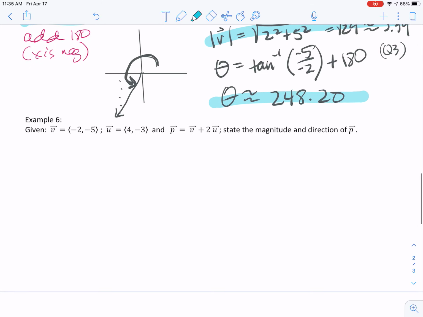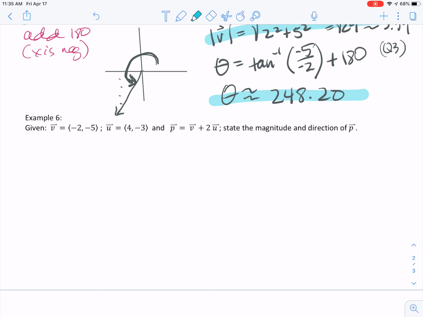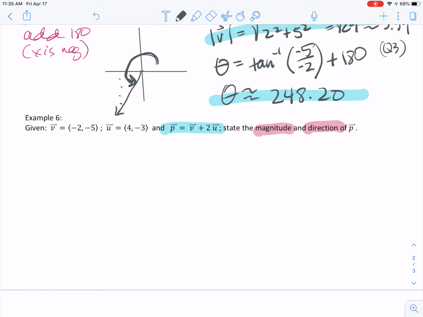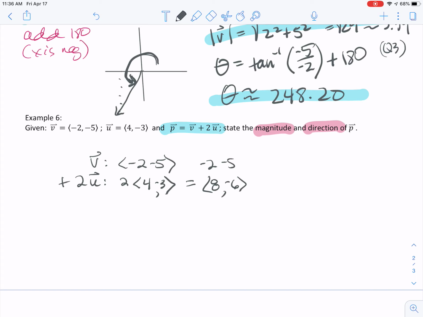Okay? All right, last example. This time, woo, we got to do some work like yesterday's first to figure all this out, and then we'll get the magnitude and the direction, okay? So first we have to figure out what P is. Well, P is V, which is negative 2, negative 5, plus 2U, which is 2 times 4, negative 3, which is 8, negative 6. We're going to add them to get P, the resultant, and that's going to be 6, negative 11, okay?